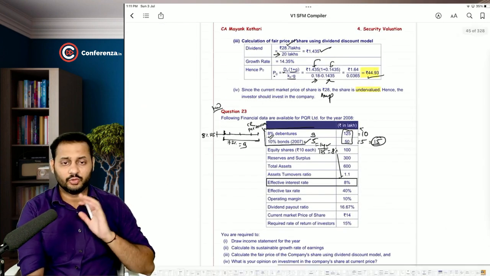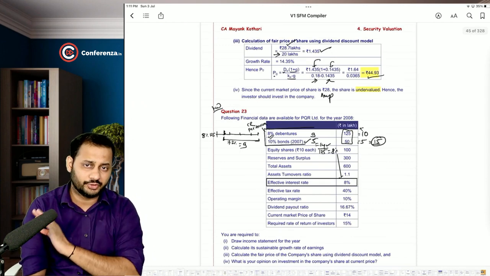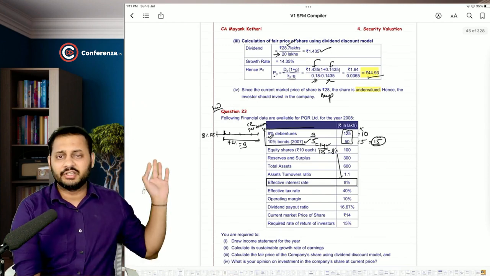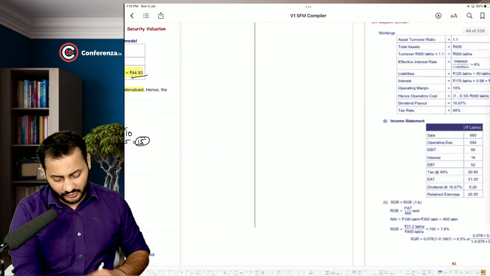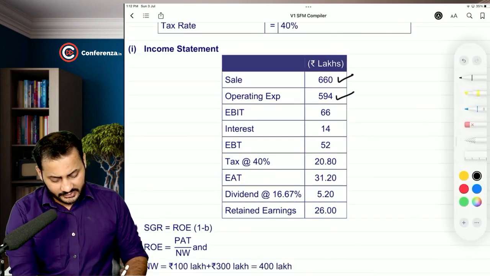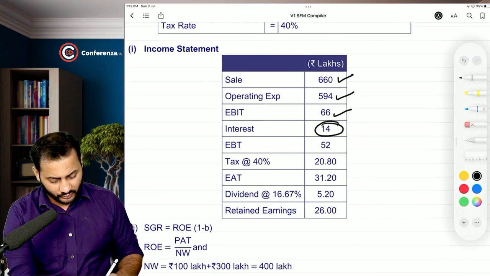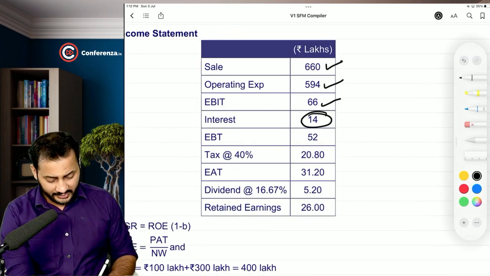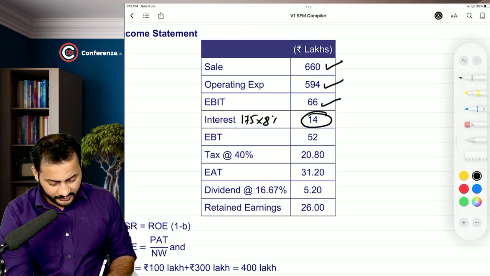That's it. This is the only information which was different from question number 22. Rest everything is the same in this question. So you are going to do it. Have a look. They calculated the sales, then operating expense, EBIT, then interest. Have a look. In here you should write down immediately 175 into 8%.